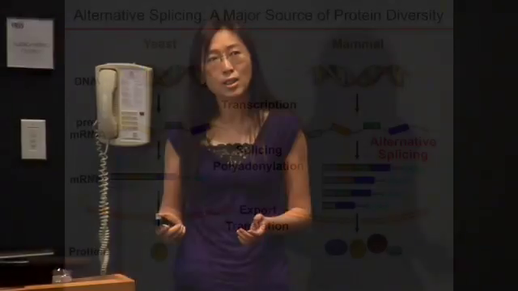So what that means is that the number of genes cannot really explain the complexity of humans as compared to less complex organisms such as yeast. Other levels of complexity must exist.